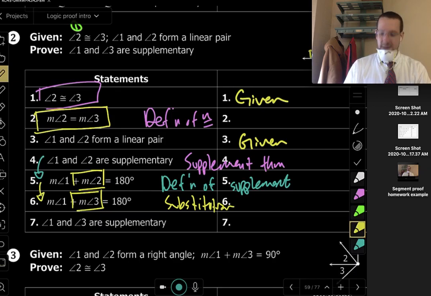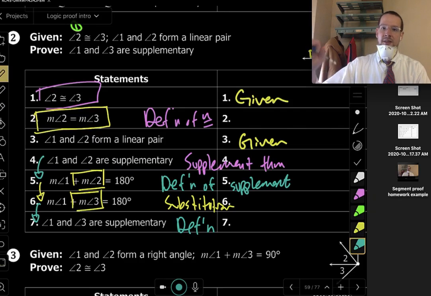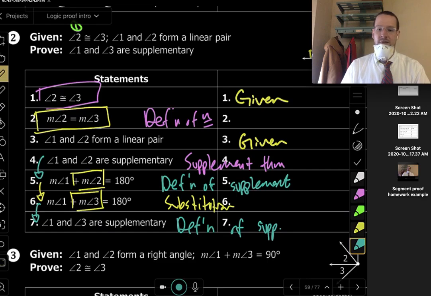And now, again, we're going to use that definition of supplementary. Because it's a biconditional statement: if two angles add together to be 180, then they are supplementary. If two angles are supplementary, then they have a sum of 180. Both the conditional and the converse are going to be the definition of supplementary. So definition of supplementary. I'm just going to use just sub.